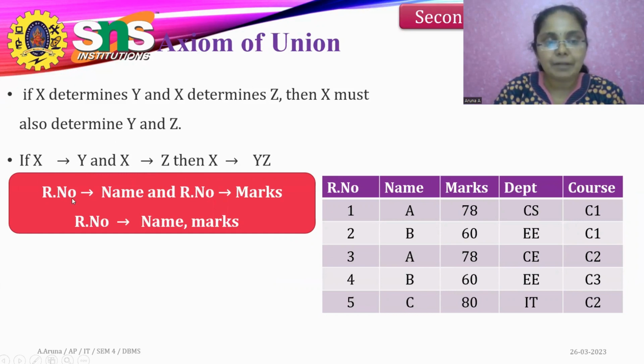For example, roll number determines name, and roll number determines mark. So by using the union operator or union axiom, I can join the right-hand side. That is, the right-hand side, name and mark, is joined together. So by using roll number, we can identify name and mark. These types of axioms we can call a union.